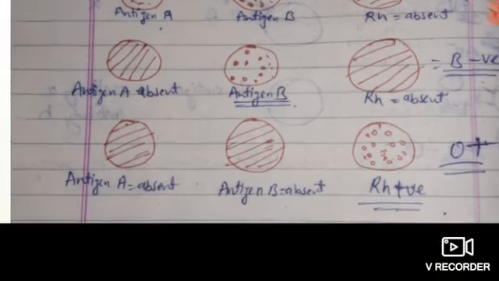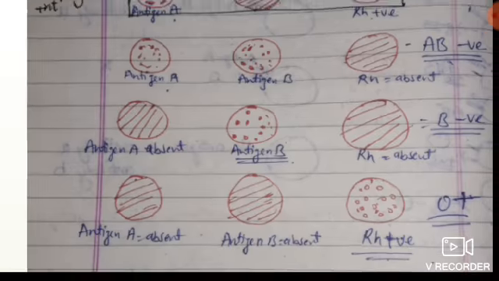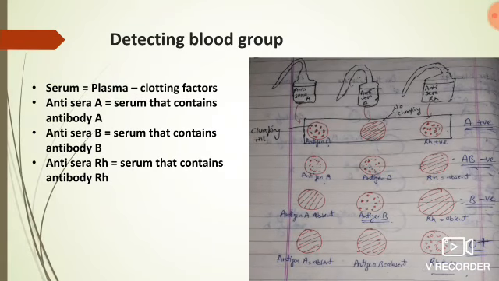In the fourth case, if in the first sample there is no clumping, in the second sample there is no clumping, and in the third sample there is clumping. That means where anti-sera A is put, there is no clumping, so A is absent. Where anti-sera B is put, there is no clumping, so B is also absent, but Rh is present, that is Rh positive. Where A antigen is absent and B antigen is also absent, that blood group is considered as O, as we discussed earlier. So the blood group will be O positive. This is how we can detect the blood group of different people.